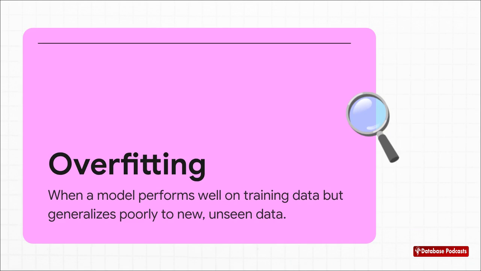So what exactly is overfitting? Well, it's when a model learns the noise and the very specific details of the training data so well that it actually performs poorly on new, unseen data. The classic analogy is perfect. It's like memorizing the answers for a test instead of actually learning the concepts. You'll ace the practice test, for sure, but you'll fail the real exam.